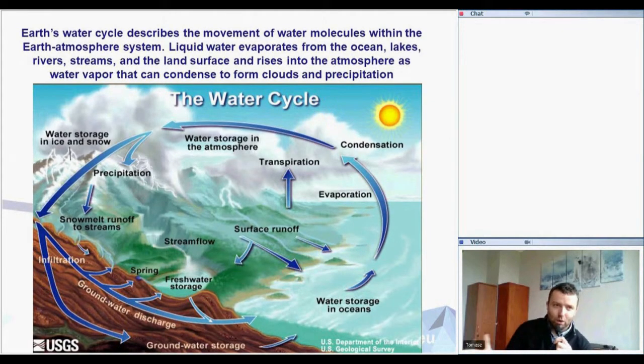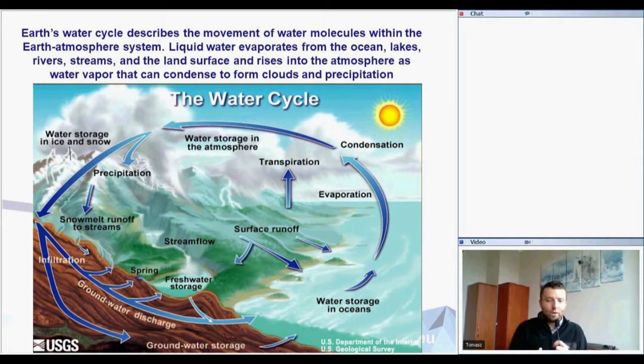The cycle of water is called Earth's water cycle, and this cycle describes the movement of water molecules within the Earth's atmosphere system. So we start in the oceans and seas. Liquid water from there, and also from fresh water like lakes, ponds or rivers, evaporates. And then it rises into the atmosphere in the gas state as water vapor, and then condenses to form clouds and precipitation. So that's the whole cycle that water goes through, and it's in constant movement.